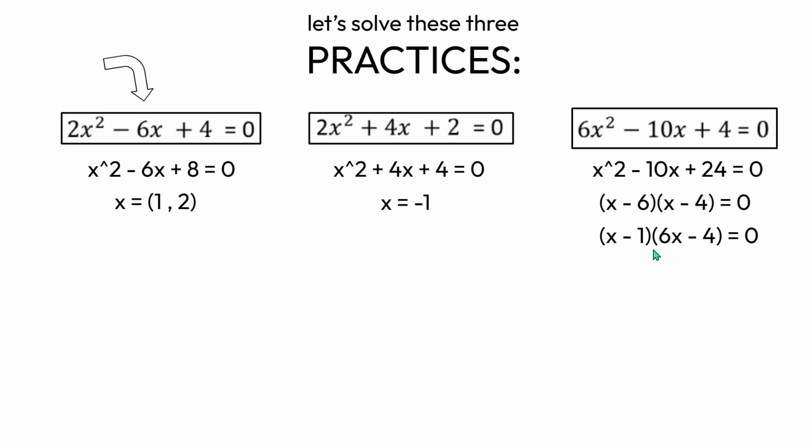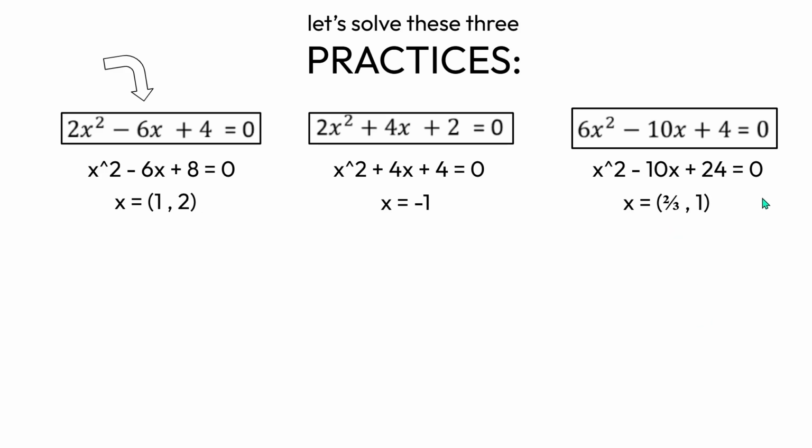Now, here, either one has to equal 0, so either x minus 1 equals 0 or 6x minus 4 equals 0. If we add 1 on both sides here, we get x equals 1. And if we add 4 to both sides here, we get 6x equals 4 and x equals 4 over 6, because when you divide by 6 on both sides, you get x equals 4 over 6. And what is 4 over 6 simplified to? Because remember, we always simplify our fractions. So we get x equals 2 over 3. So we're done with our solutions. x equals 2 over 3 or 1.